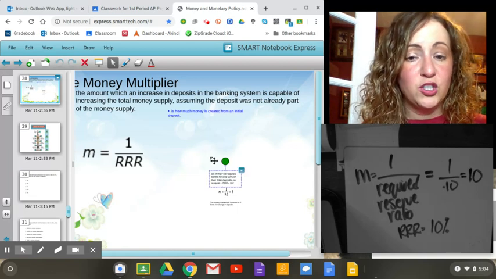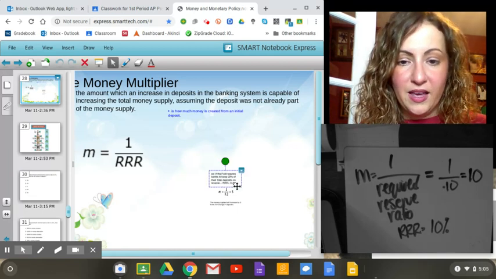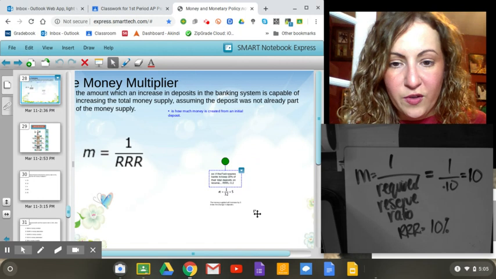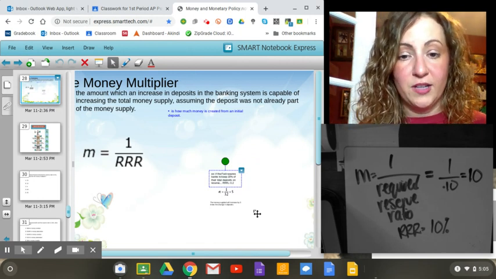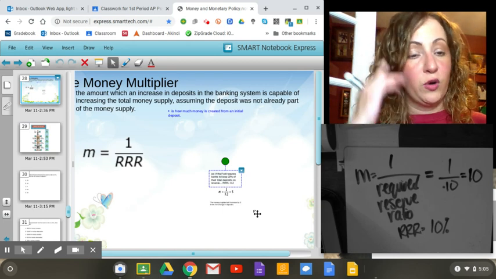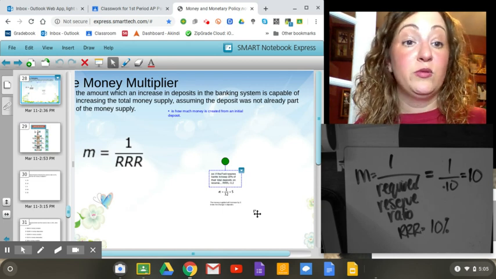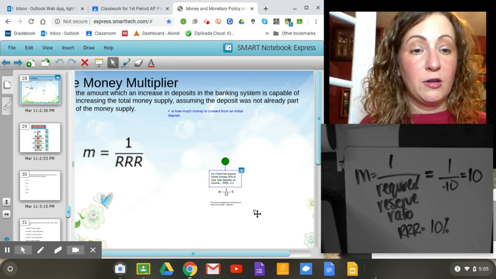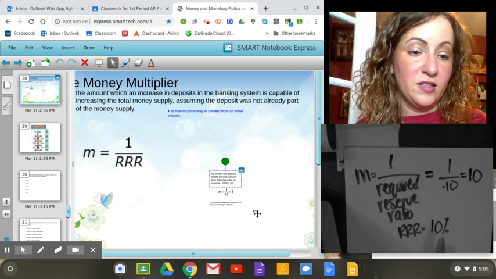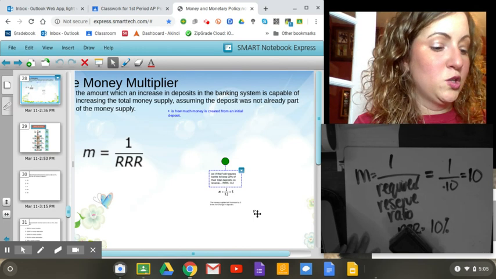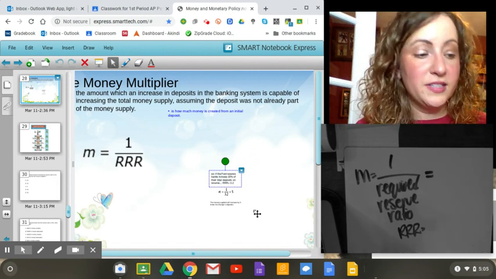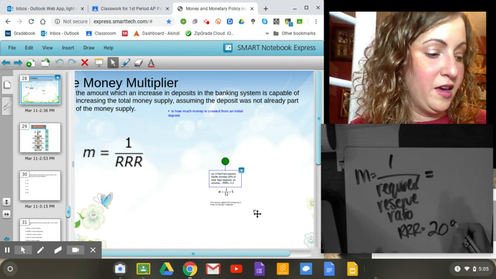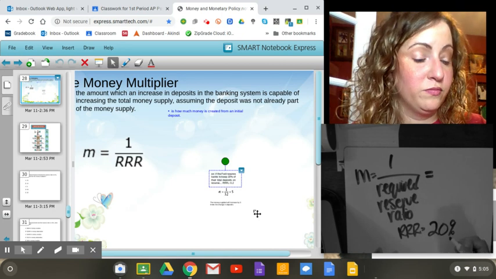Okay, I did an example here. It says, example: if the Fed requires the banks to keep 20% of their total deposits in reserves, then RRR is 0.2. In the example that I'm going to use for the rest of this lesson, I'm going to say it's not 10%, but 20%. So in this example, let's say they have raised the required reserve ratio from 10 to 20.